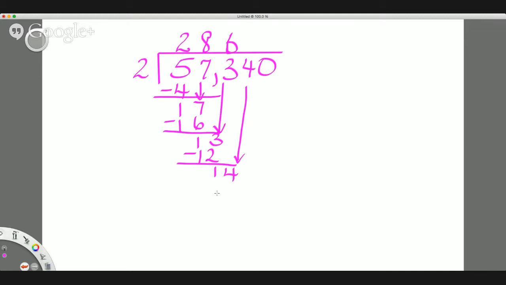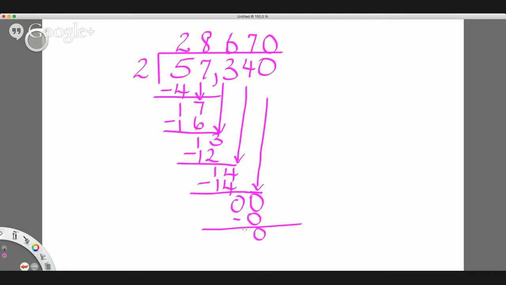14 divided by 2, well, that would be 7. 2 7s are 14, right? Multiply, then subtract, and you get a 0. And then you bring down a 0, and 0 divided by 2 is 0. 0 divided by any number would be 0. And then 2 times 0 is 0. We subtract, and we get 0.